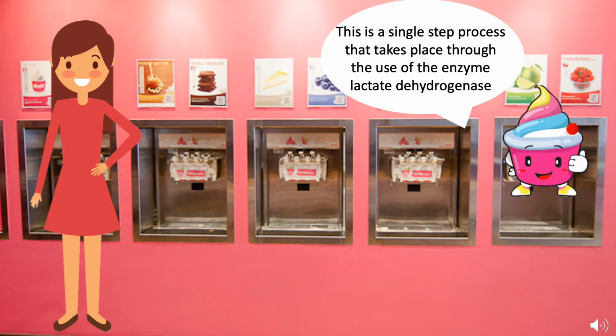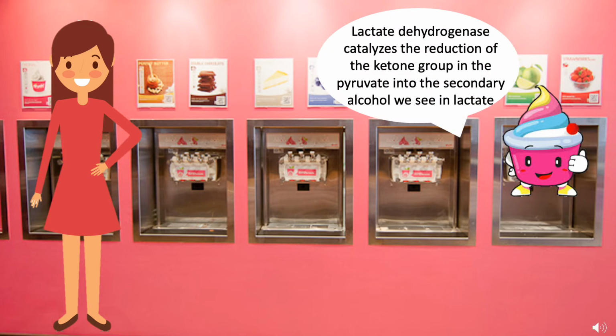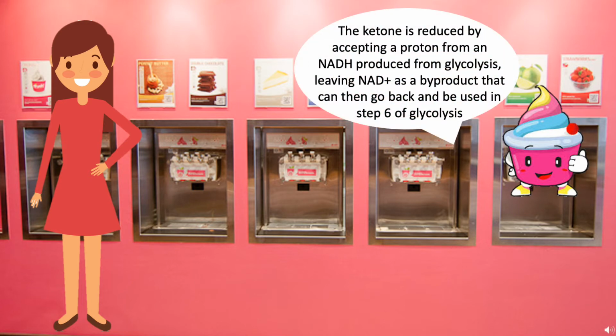This is a single-step process that takes place through the use of enzyme lactate dehydrogenase. Lactate dehydrogenase catalyzes the reduction of the ketone group in the pyruvate into the secondary alcohol we see in lactate. The ketone is reduced by accepting a proton from the NADH produced from glycolysis, leaving the NAD+ as a byproduct that can then go back and be used in step 6 of glycolysis.